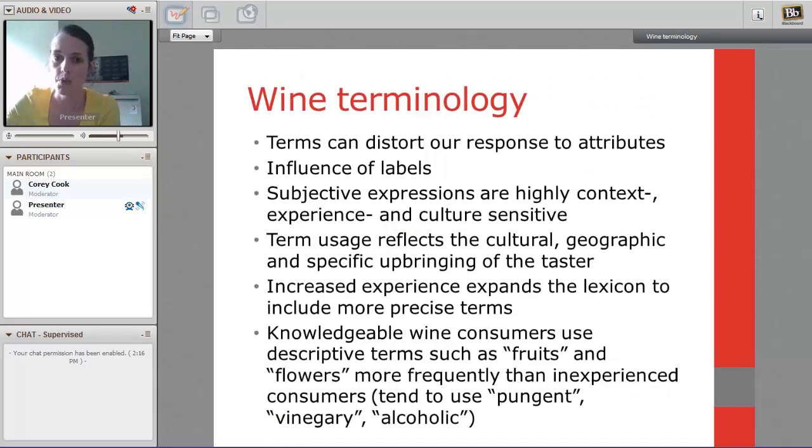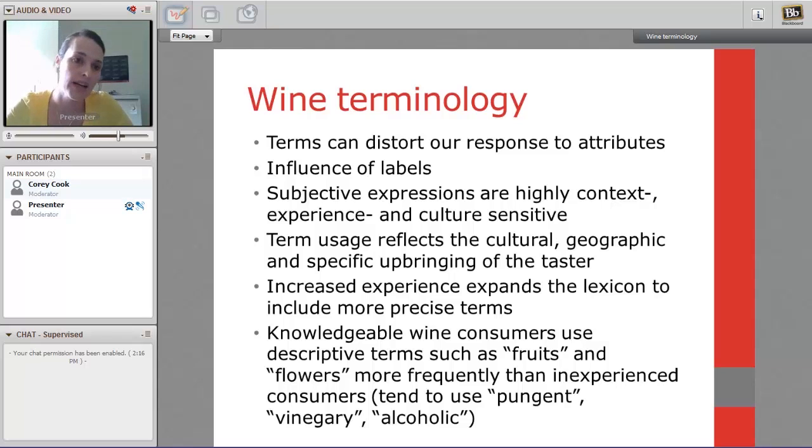Okay, now talking about wine terminology, this is always interesting. Terms can really distort our response to attributes. And if you think about wine labels and influence of wine labels, terms that you see on there can influence what you perceive in the wine and how you react to different attributes in the wine. So if you see certain terms, you may then look for that attribute.